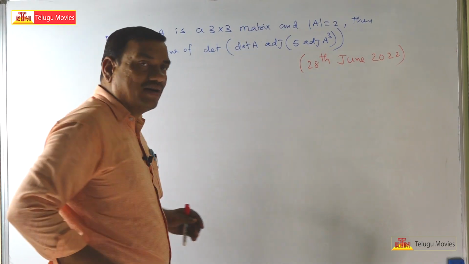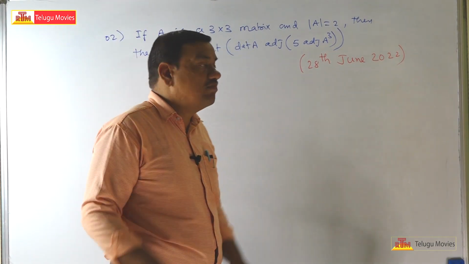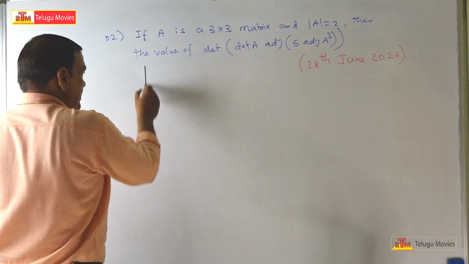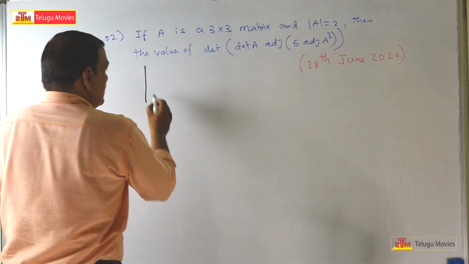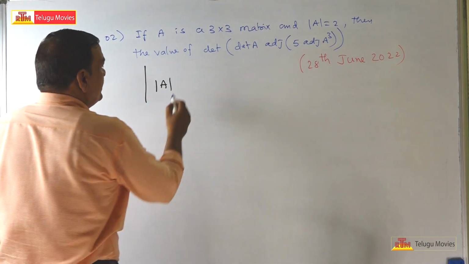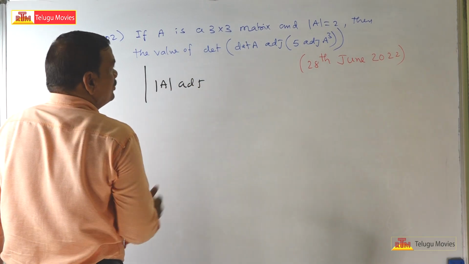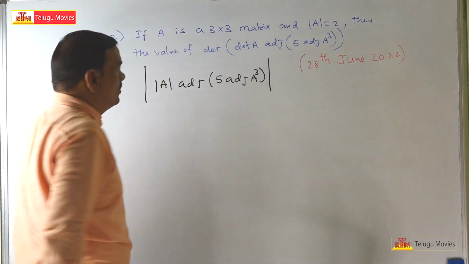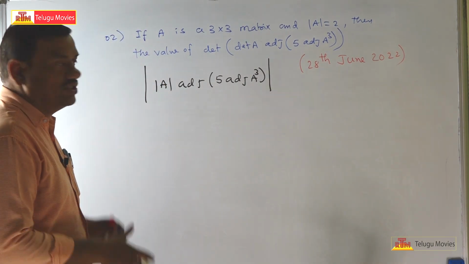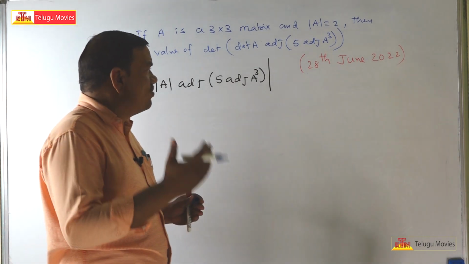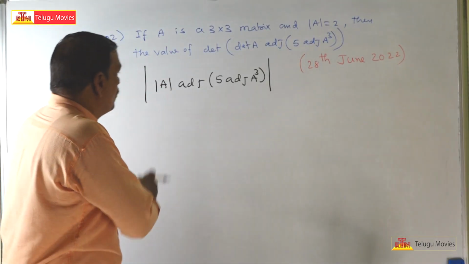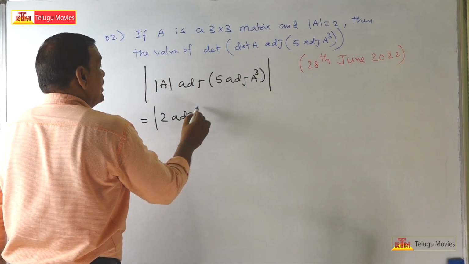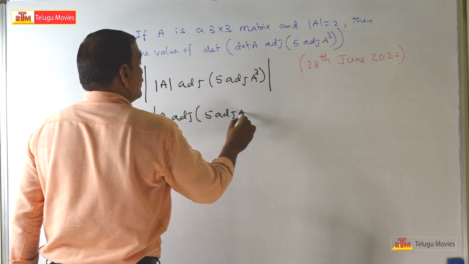First of all, I will write this expression in a symbolic way. Here it is saying determinant of det A times adjoint of 5 times adjoint of A cube. It is a determinant. You have to find out this value. First of all, one by one I will do. First thing, what is det A? 2. Right. First I will write down 2. 2 times adjoint of 5 times adjoint of A cube.